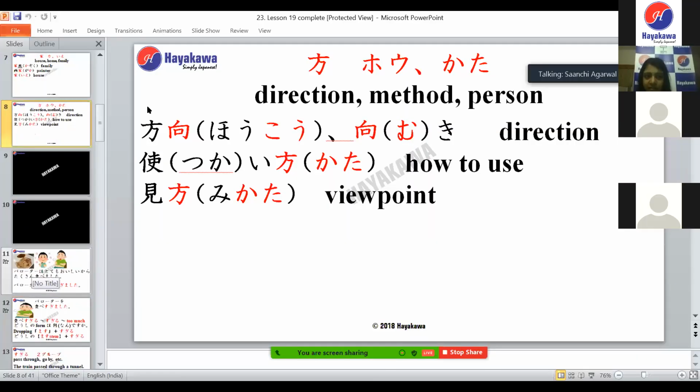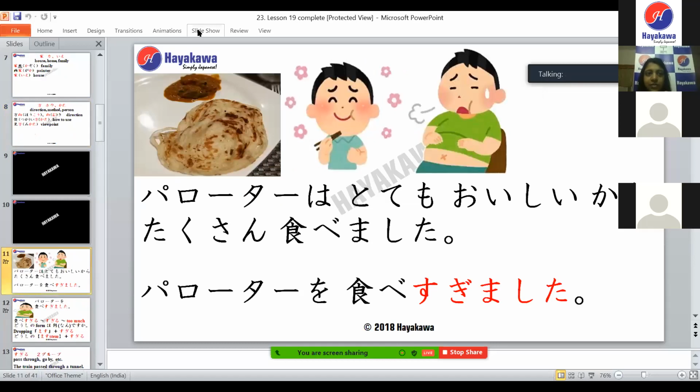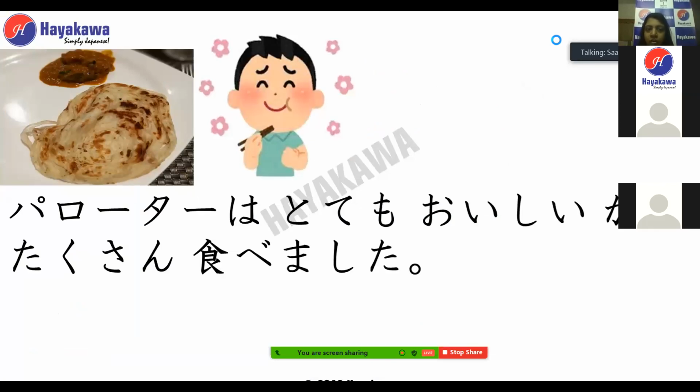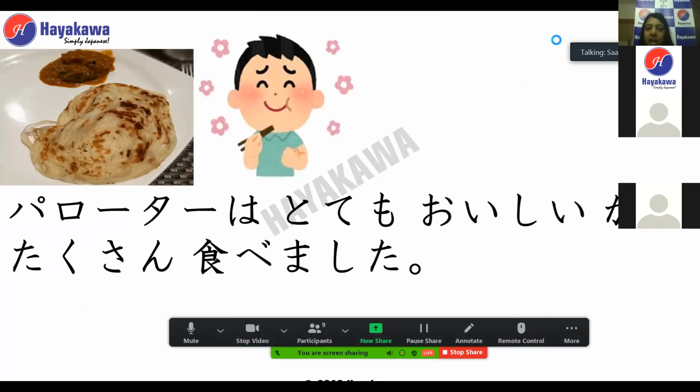Hi. So we move ahead with the lesson. We'll start with the grammar for the day. So you have over here a photo, right? So you have a sentence here. Parota wa totemo oishii kara takusan tabemashita. Parota wa totemo oishii kara takusan tabemashita.